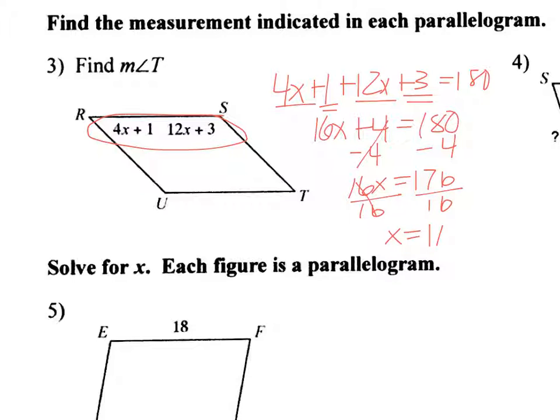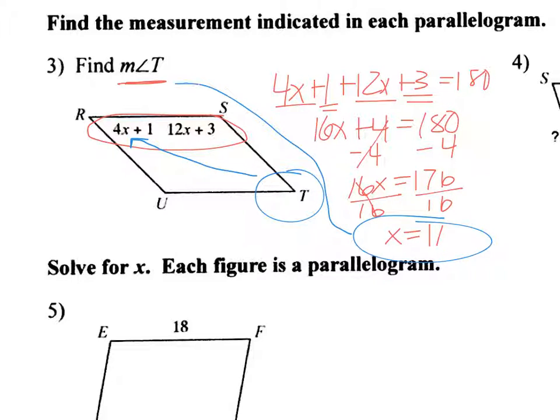Now, it says find the measure of angle T. Well, I don't have anything for angle T down here, but what I do know is angle T is the same as angle R because they're opposite angles. So I'm going to take 11 and plug it into this expression for R, because R and T are the same. So 4 times 11 plus 1. 4 times 11 is 44, plus 1 would be 45. So angle T is 45 degrees.